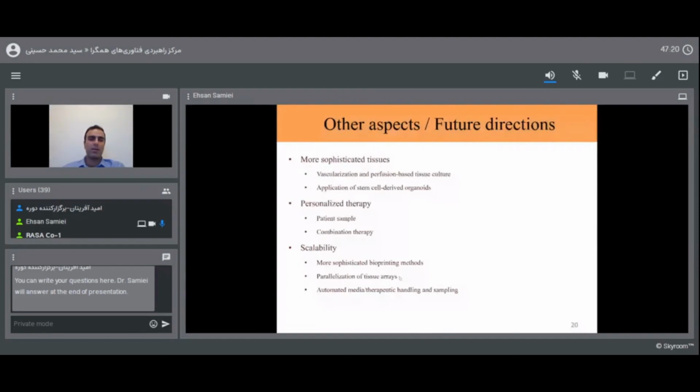Several research groups are parallelizing such tumor-on-chip or organ-on-chip models, and they can be used as an array of several tissues. Other than that, the media delivery and therapeutic delivery, and in general, liquid handling, can be automated, not only for delivery of the media and therapeutics, but also for taking samples and for performing more dynamic readings for molecular analysis of the cells and the tumors.